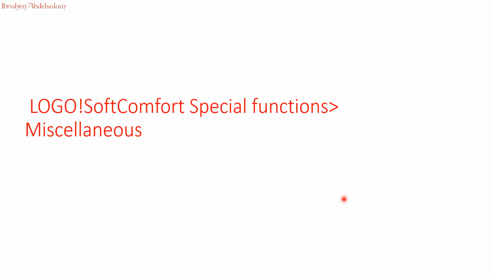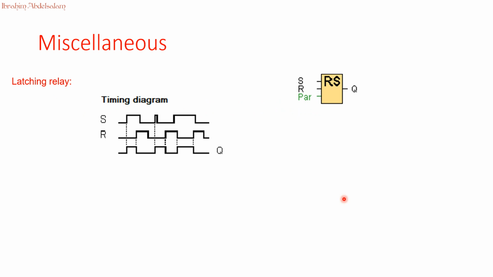Now let's go to our next step in this lecture. In LOGO Soft Comfort, under Special Function, Miscellaneous, digital, we have the latching relay. The latching relay has 2 inputs, set and reset, and 1 output, Q. Once the set signal is received, the output will become high and be kept high until the reset signal is received.